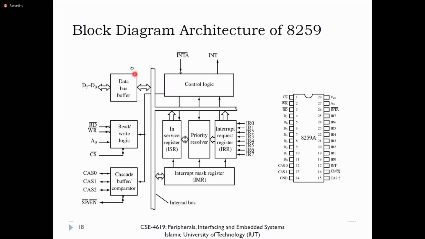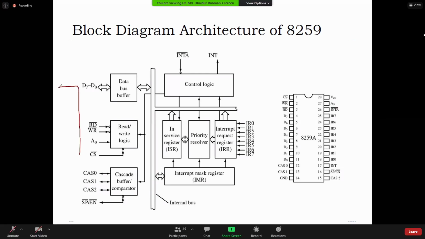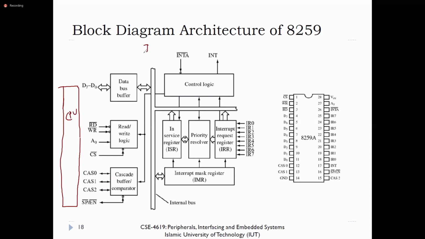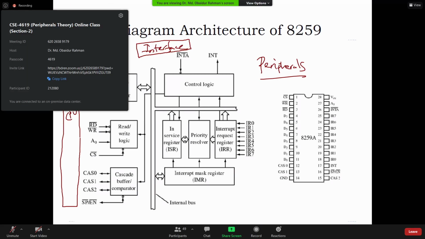In this block diagram, on the left side, our microprocessor is there, and this is our interface, the 8259, and on the right side, our peripherals are there. So the interfacing for the interrupt purpose is done by the 8259.